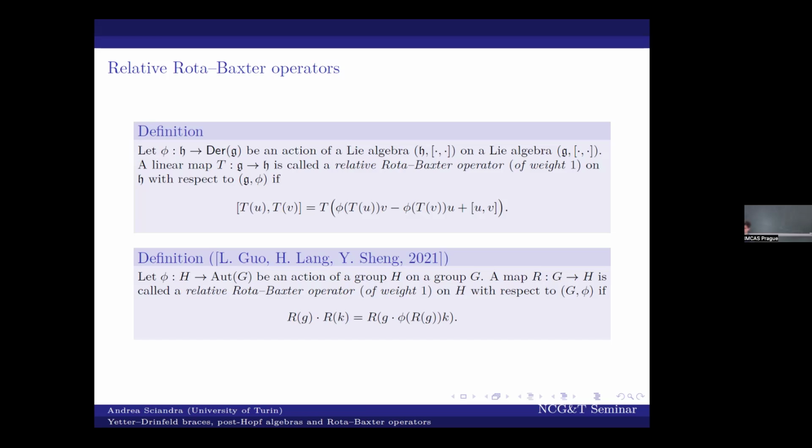And clearly, you can give substantially the same definition for groups. So if you start with an action of a group H on a group G, then a map R from G to H is a relative Rota-Baxter operator on H with respect to G with this action phi if the product of Rg and Rk, where g and k are elements of G, is given by the image through R of this product: g dot the action of Rg over k. So these are the definitions of Rota-Baxter operator between Lie algebras and between groups.